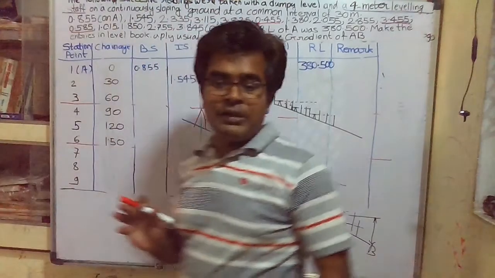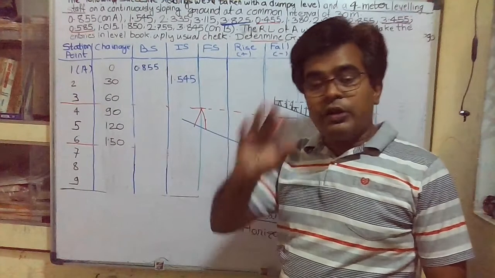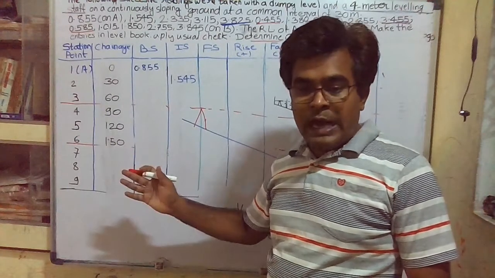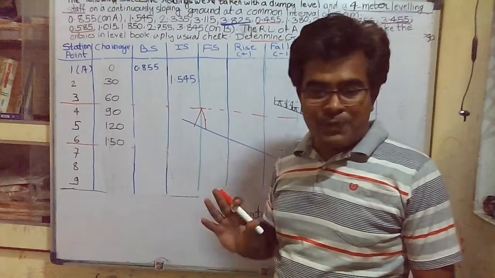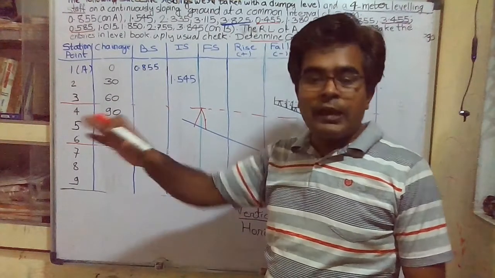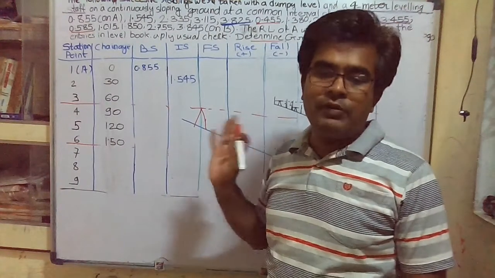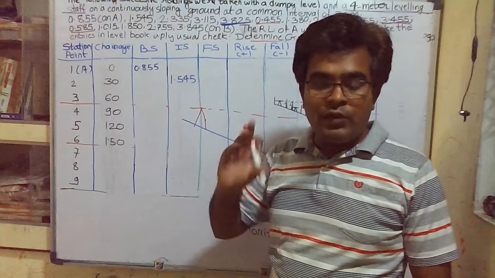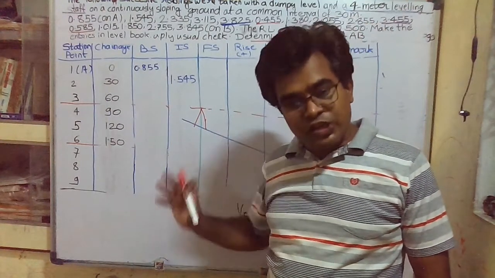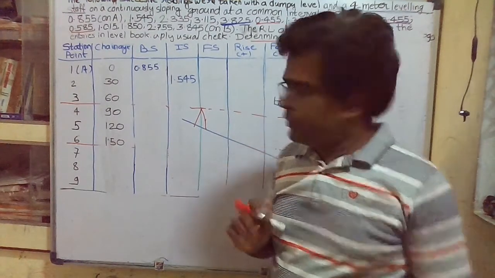So how do we determine the change point for continuously sloping ground? The reading should increase, and where the reading reduces, it means there is a change point where the instrument is shifted to a new location and we have started taking readings again. That's why, where you observe the reading has changed, that is the change point.